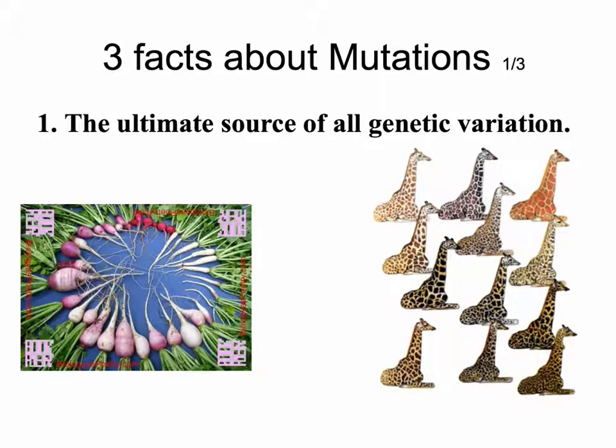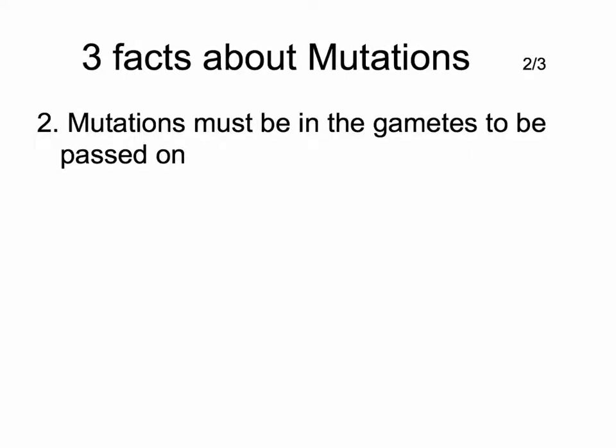Here are 3 facts that you need to know about mutation. 1. Mutations are the ultimate source of all genetic variations. This is where genetic variability comes from originally. 2. Mutations must be in the gametes of an organism to be passed on. If a mutation is localized someplace like your skin, those damaged genes are not going to be passed on to your offspring. Again, mutations have to be in the gametes, the eggs or the sperm cells, for that to be passed on to the next generation.